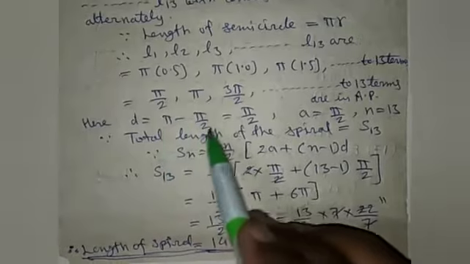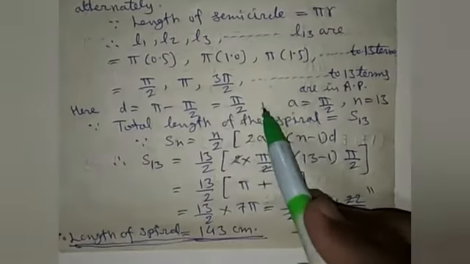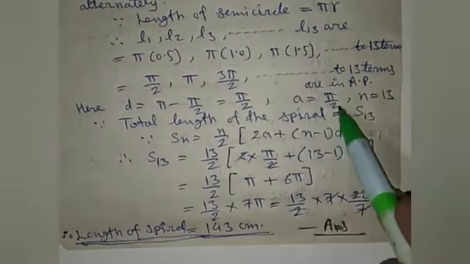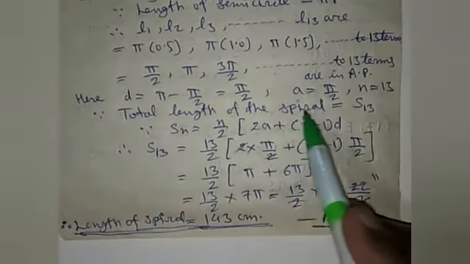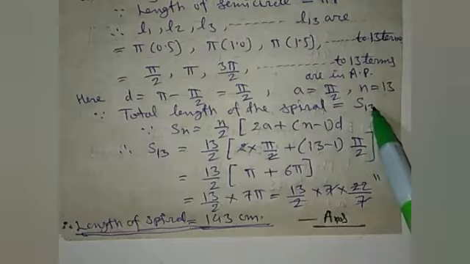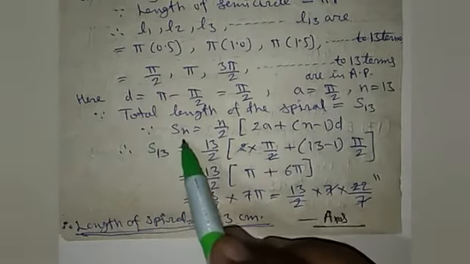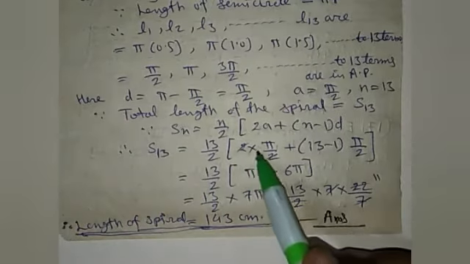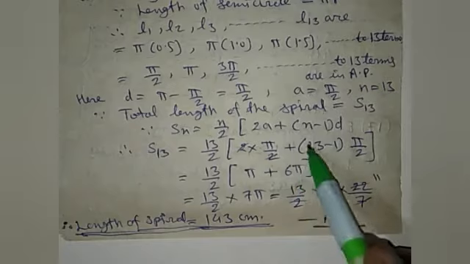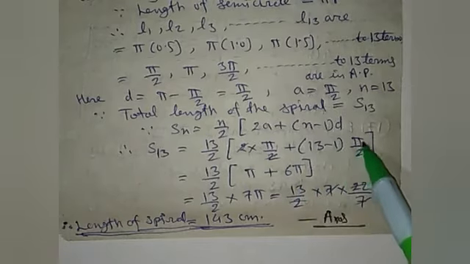So here d is equal to pi minus pi by 2, that is equal to pi by 2, and first term a is also equal to pi by 2 and n equal to 13. So the total length of the spiral is equal to S13. So here using formula Sn equal to n by 2 into 2a plus n minus 1 into d, S13 is equal to 13 divided by 2 into bracket 2 into a, that is pi by 2, plus 13 minus 1 into d, that is pi by 2.